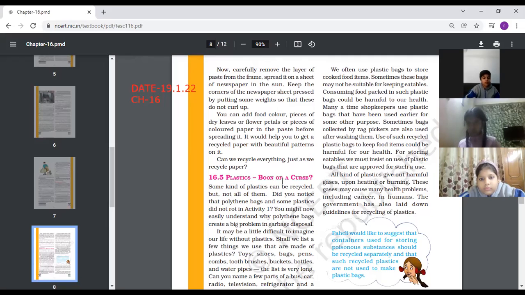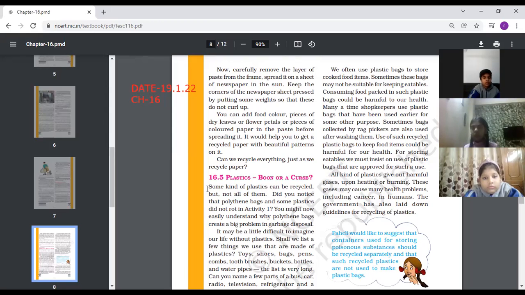Next: plastic, a boon or a curse. You know, children, plastic is very useful nowadays, and it is also a curse because of its plenty of disadvantages. Can you give me one use of plastic, even at your home, in the kitchen? Many of the things we are using are made of plastic. Why are we using it? Where are we using plastic? Okay, no problem. First read it out, then I will ask you. Yes, Saksham? Kindly read it first of all.